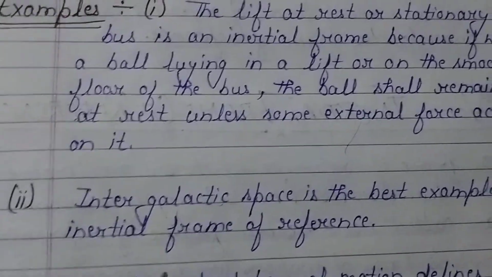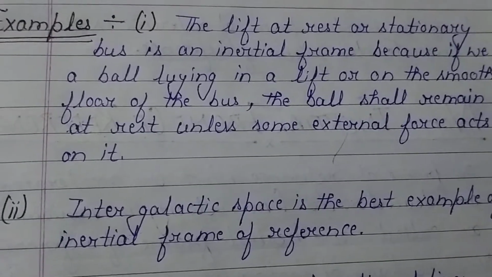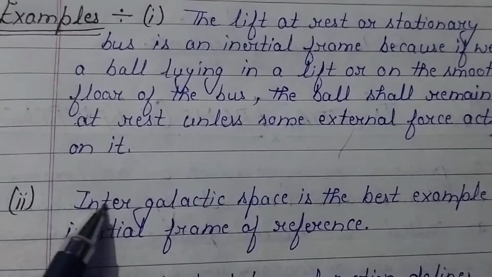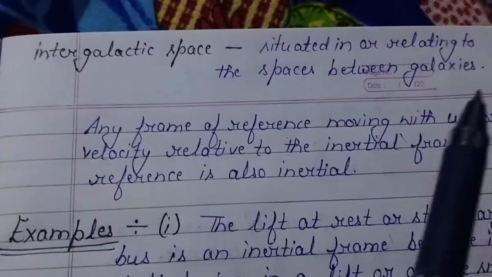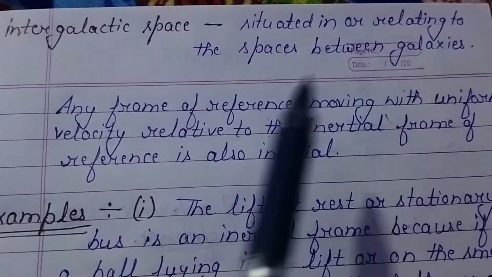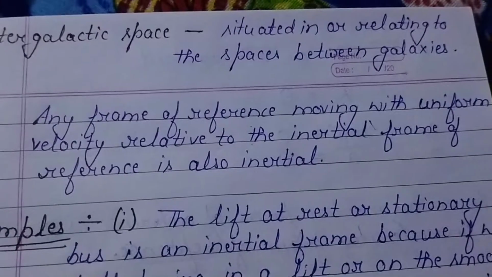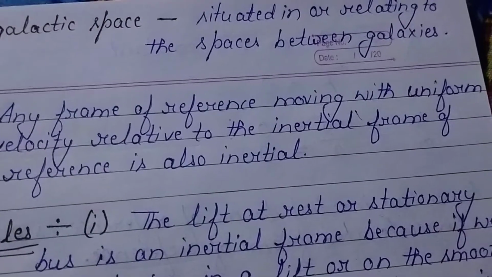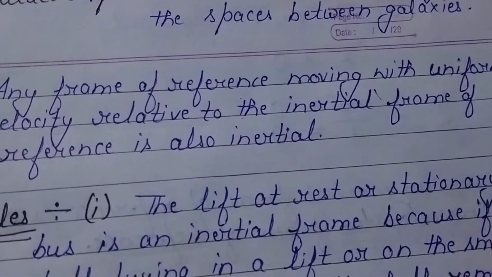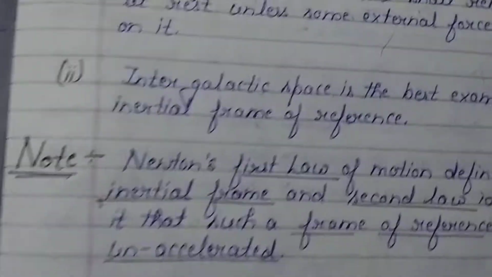The second example is intergalactic space, which is the best example of an inertial frame of reference. So first of all, what is intergalactic space? Intergalactic space means situated in or relating to the spaces between galaxies. That is what we mean by intergalactic space. So intergalactic space is the best example of the inertial frame of reference.